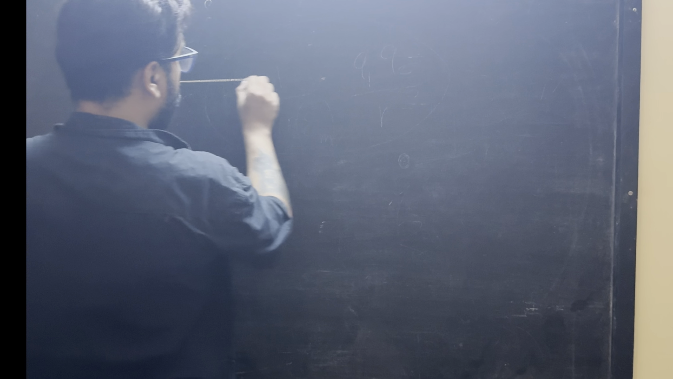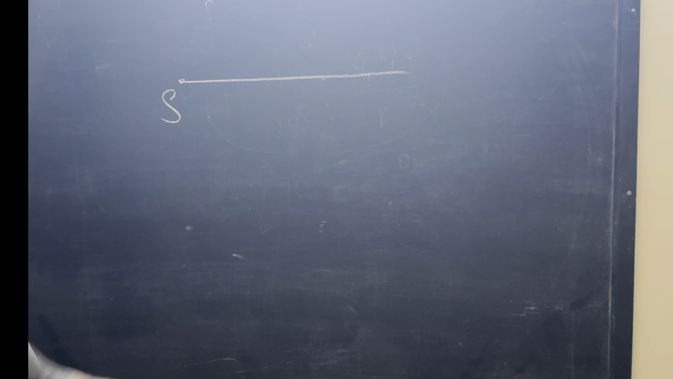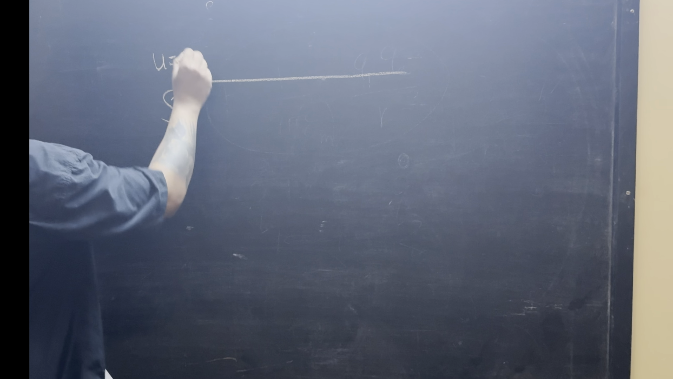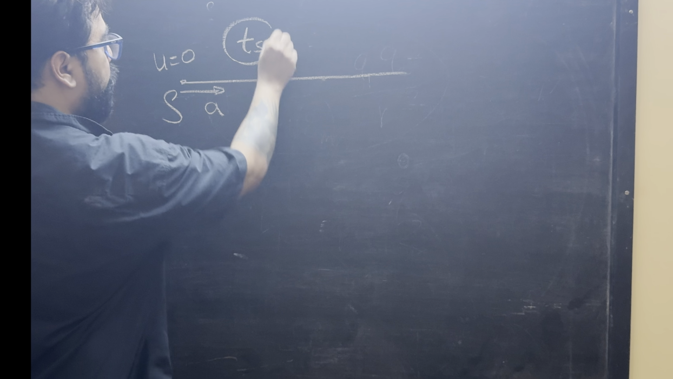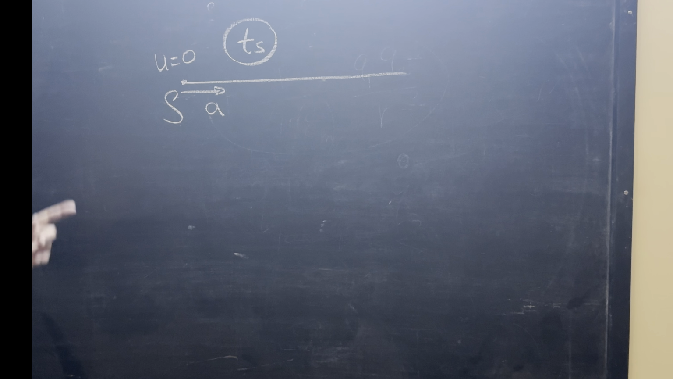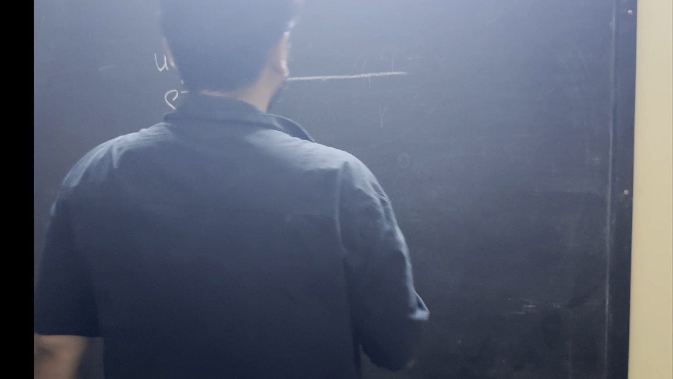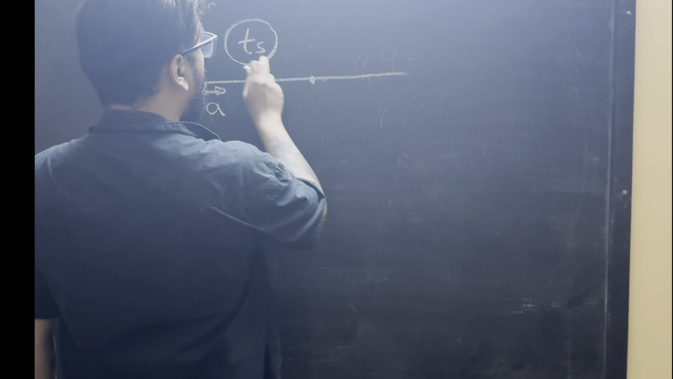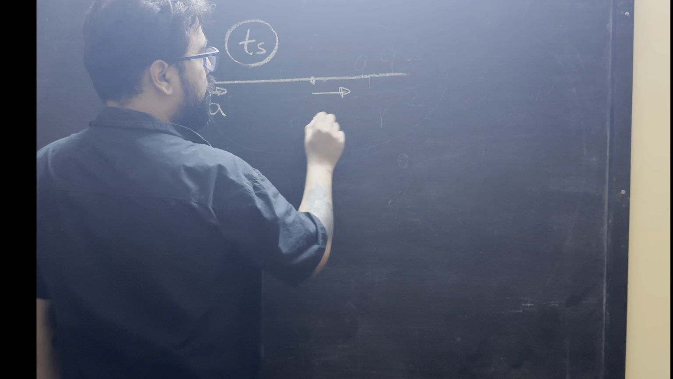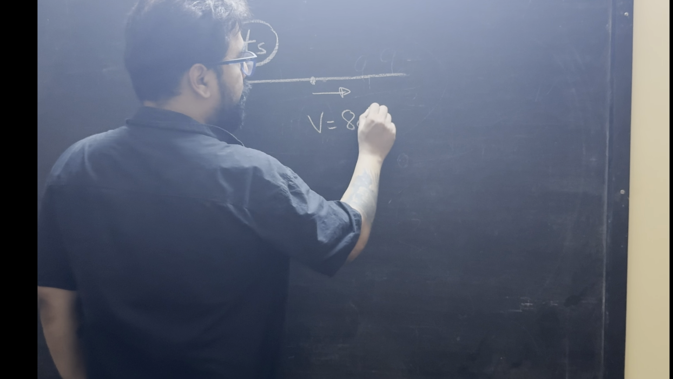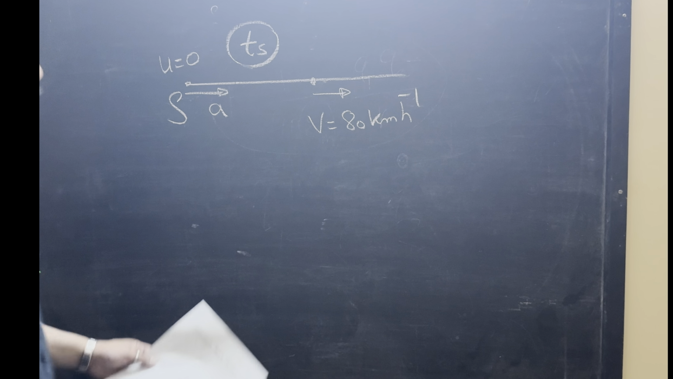The station from where a train starts. So S is the station from where a train starts. The train starts from rest and the train moves with constant acceleration a for small t seconds. It gains a velocity of 80 km per hour after this time t seconds. So the velocity of this train is how much? The velocity of this train is 80 km per hour after the end of time small t.